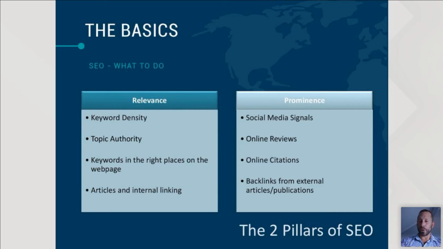Then we talk about prominence. So once you've established a good website, good structure, keywords in the right places, you've started writing articles regularly, you then need to be known. You need to be seen externally outside of the website. So you need social media signals, which we talked about before, reviews. So when we talk about online reviews, we don't just mean Facebook reviews, we also mean Google reviews.